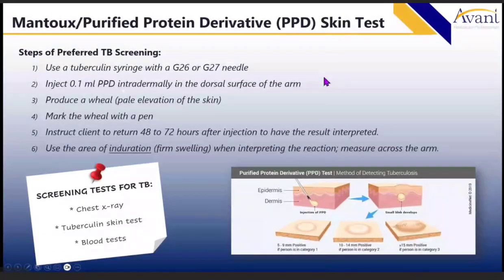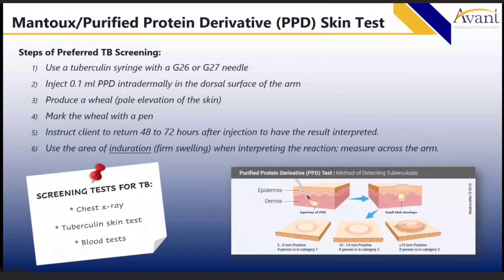So let's move forward. Here's some information about the PPD. You always want to use a tuberculin syringe with a 26 or 27 gauge needle, right? So a little tiny needle. You inject 0.1 milliliters, so 1/10 of a cc of PPD intradermally into the dorsal surface of the arm, right? So that's the inside of the arm, palm facing up. Produce a wheal, which is a pale elevation of the skin, so maybe the little bubble, and then mark it with a pen where you made the wheal.